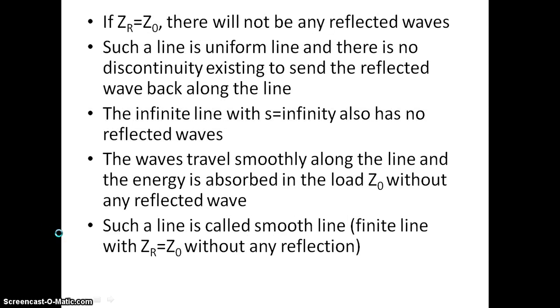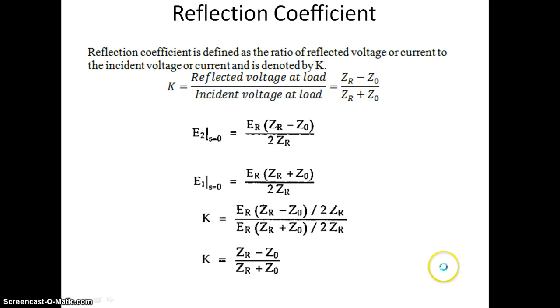Next, if ZR equal to Z0, there will not be any reflected waves. Such a line is a uniform or smooth line, and there is no discontinuity existing to send the reflected wave back along the line. Also, an infinite line, with S equal to infinity, has no reflected waves. So either a finite line with ZR equal to Z0 or an infinite line has no reflected waves. The waves travel smoothly along the line and the energy is absorbed in the load Z0 without any reflected wave. Such a line is called a smooth line.